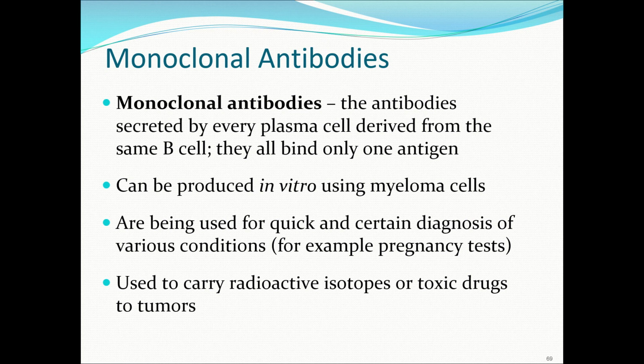Monoclonal antibodies are antibodies secreted by every plasma cell derived from the same B cell, and they all bind to only one antigen. They can be produced in vitro using myeloma cells. They're being used for quick and certain diagnosis of various conditions, for example, pregnancy tests, and they're used to carry radioactive isotopes or toxic drugs to tumors.